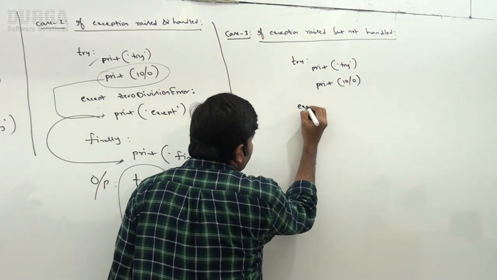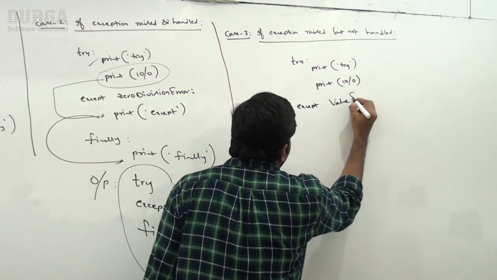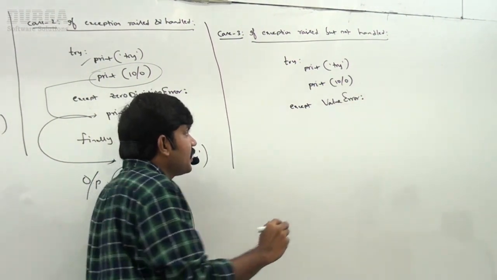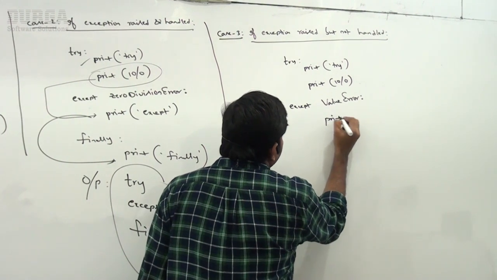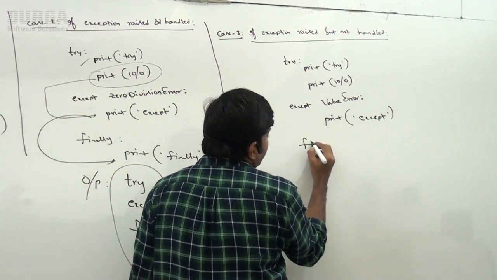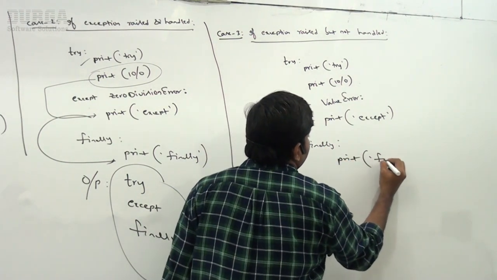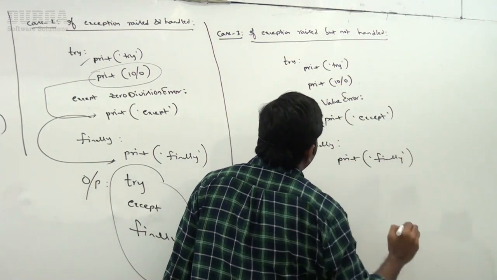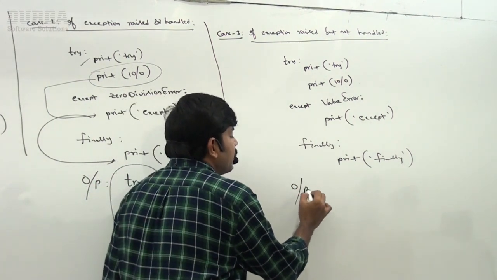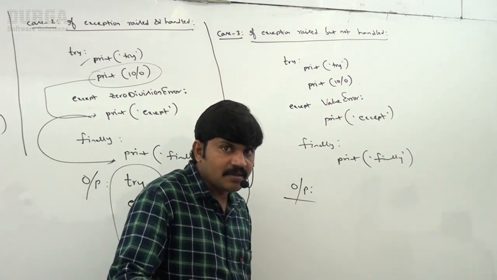Here I'm taking an except block, for value error. Now print of except. Next, finally, print of finally block. Can you please confirm what output we are going to get? Very important. The exception is raised, right?